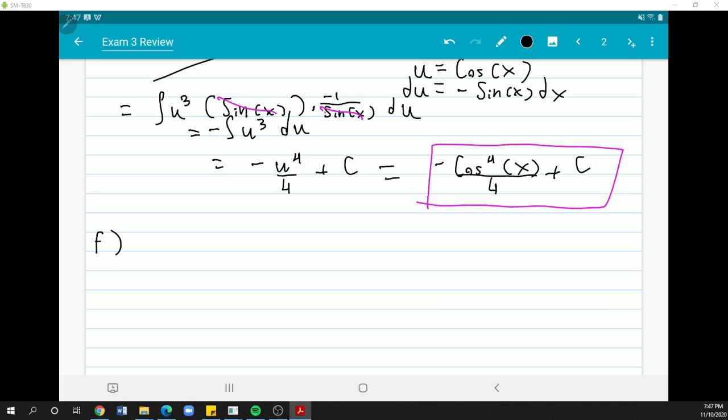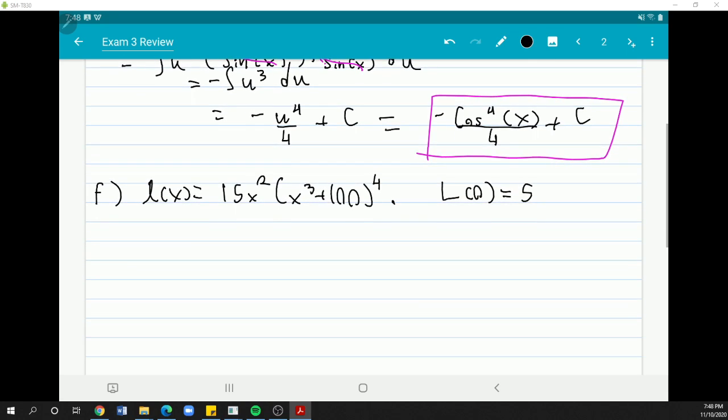Part F. Let's keep going. So I have L of x is equal to 15x squared times x cubed plus 100 to the fourth power. And I also give you capital L of 0 is equal to 5.